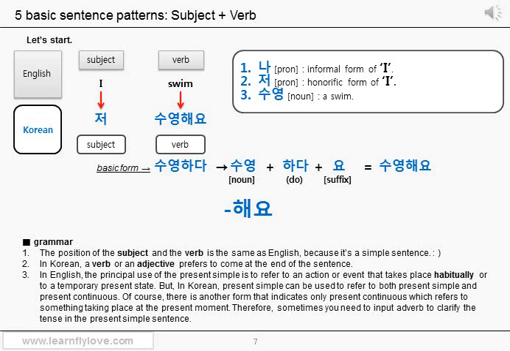Okay? Let's move on. In English, the principal use of the present simple is to refer to an action or an event that takes place habitually or to a temporary present state. But in Korean, present simple can be used to refer to both present simple and present continuous, and even sometimes future simple. Of course, there is another form that indicates only present continuous, which refers to something taking place at the present moment. Therefore, sometimes you need to input an adverb or adverbial phrase to clarify the tense in the present simple tense. We will show you some examples very soon.